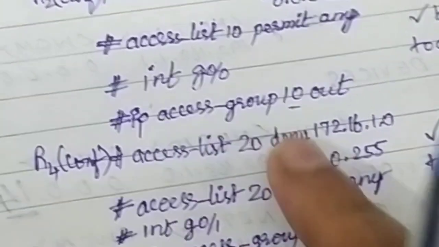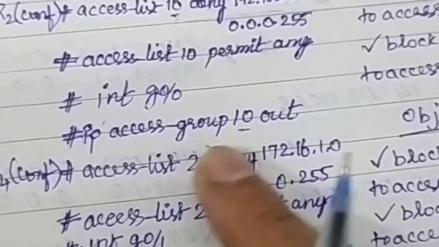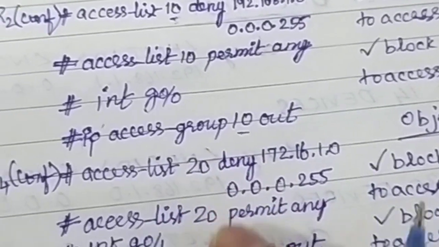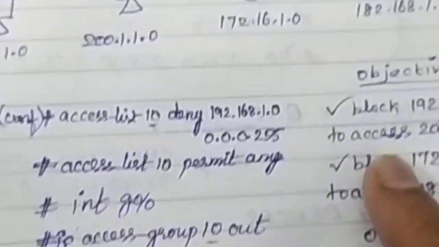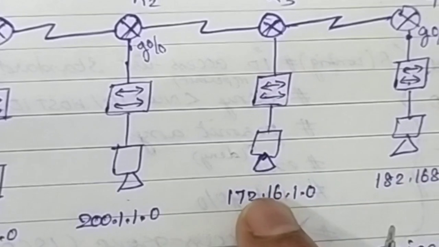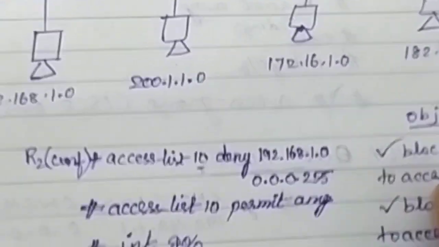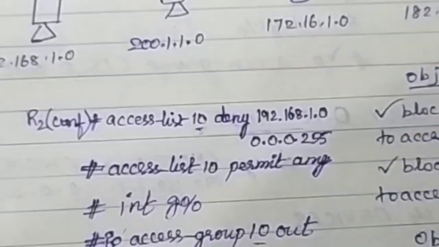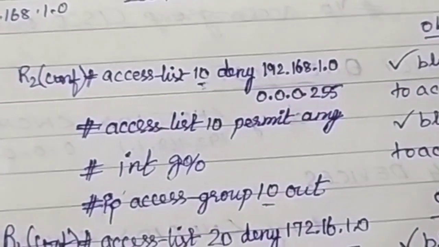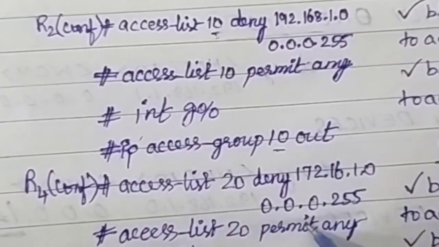That's it. So you are going to do this 4-line command. You have to type it on R1 to block this network from accessing this network. Suppose in this we are blocking the entire network, correct? In these two cases, we are blocking the entire network.